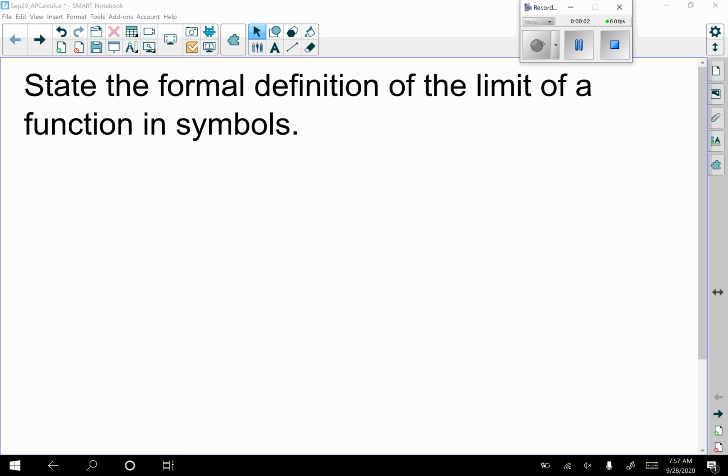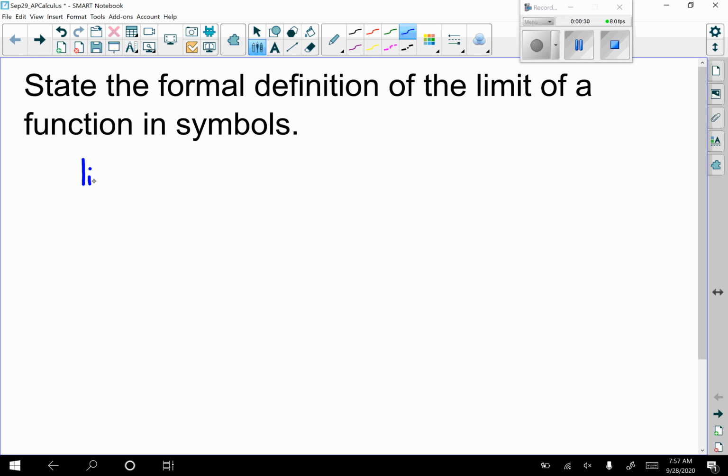Hello everyone, go ahead and take the time right now, get out a sheet of paper and practice writing out the formal definition of the limit of a function in symbols. Very good chance something like this will be asked of you on the next test, which will be next week sometime. Alright, so if you're ready, let's take a look at, again, what this means in symbols.